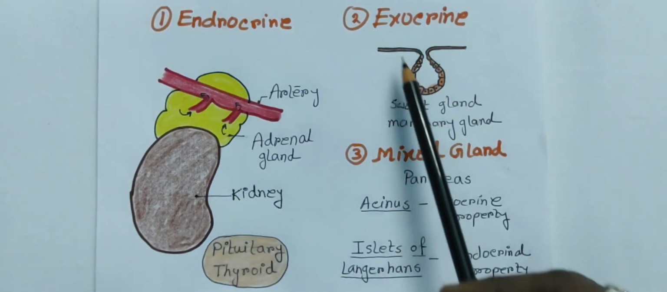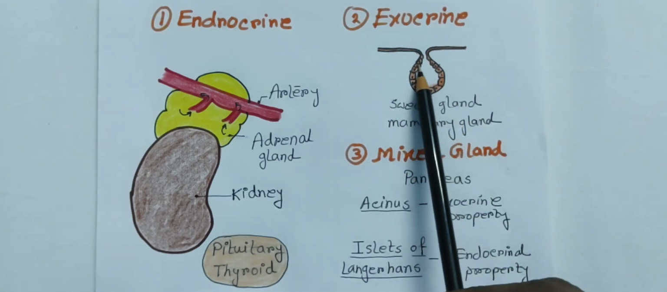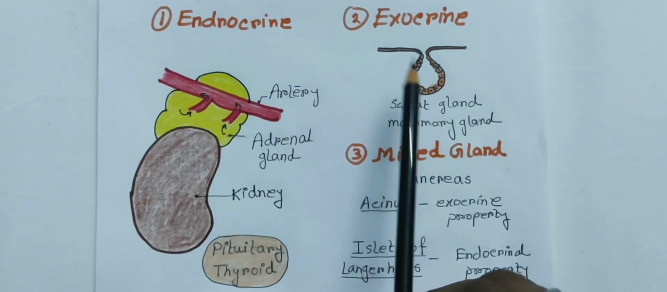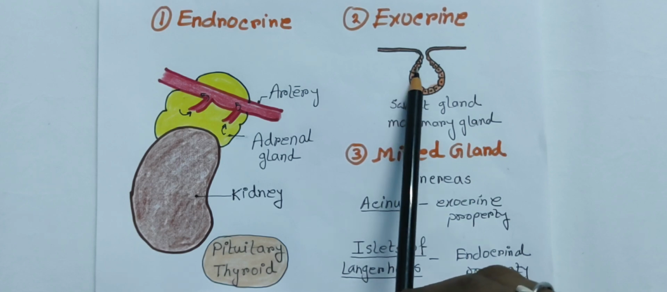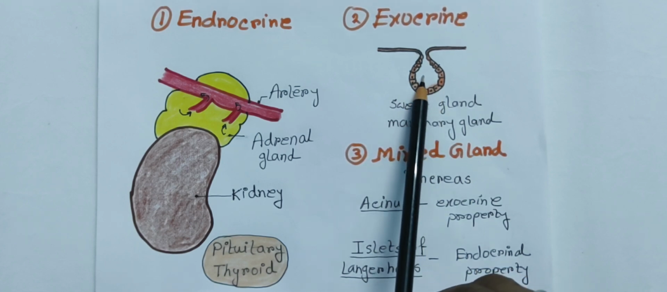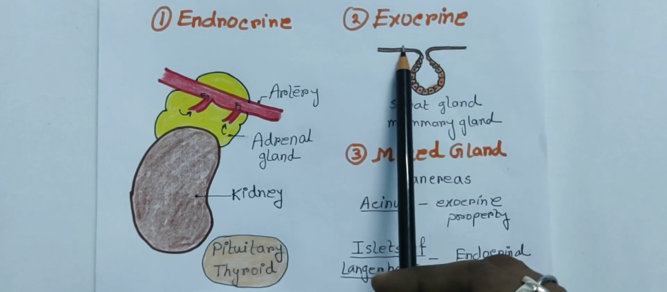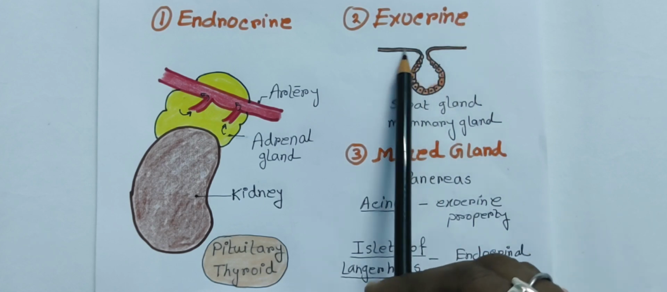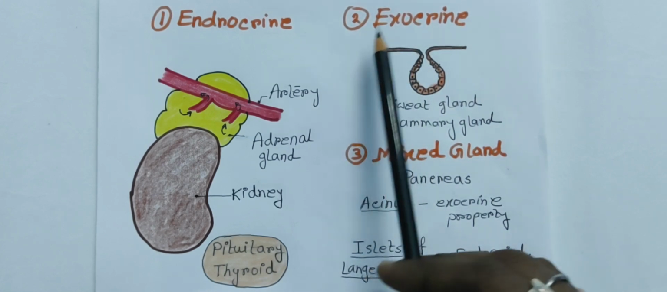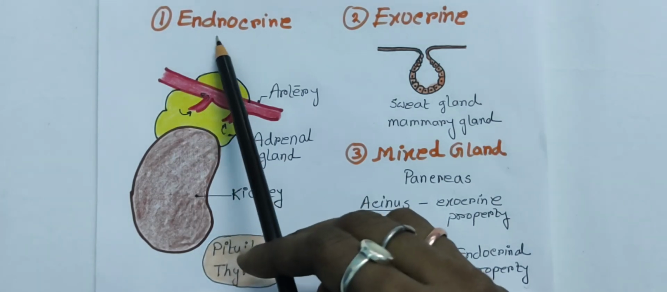Exocrine glands, for example sweat glands and mammary glands, have ducts through which their secretions come out from the gland. There are some secretory cells that secrete the product, and the secretions come out through the duct. So they are exocrine glands. As they come out, they are called exo, and as they go directly into the blood vessels, they are called endo.